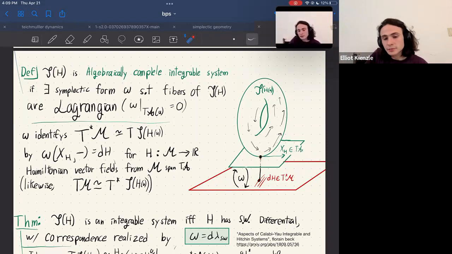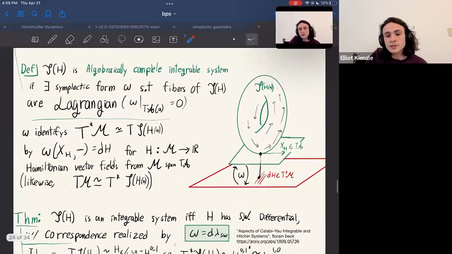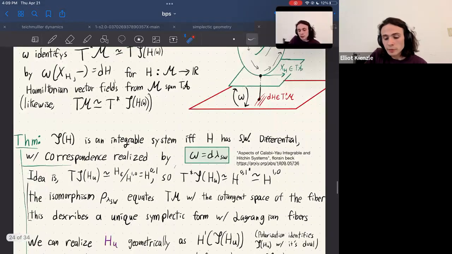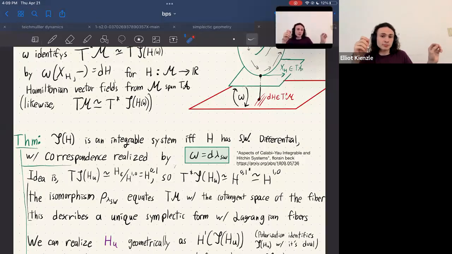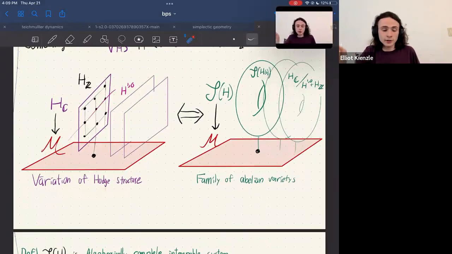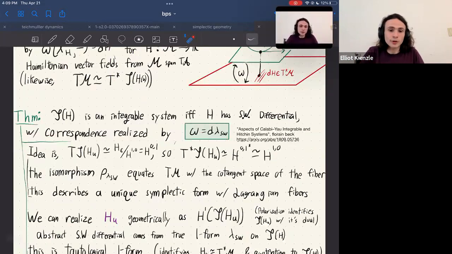With all that said, what does the Seiberg-Witten differential do? Why do we care about it? We care about it because it exactly characterizes when a Hodge structure comes from an integrable system. This is the structure you need to turn some generic variation of Hodge structure, which could be from any family of abelian varieties, any nonsense, into one that comes specifically from an integrable system: if there is a Seiberg-Witten form.